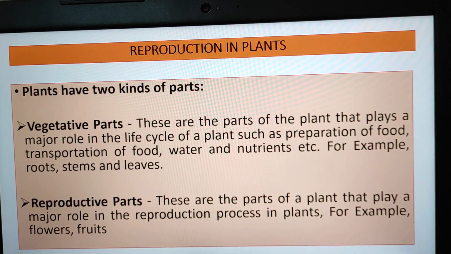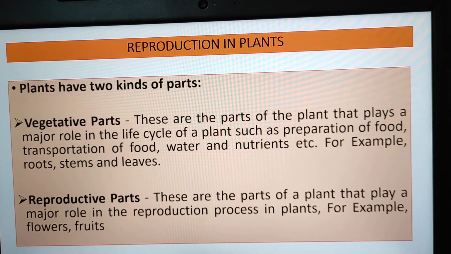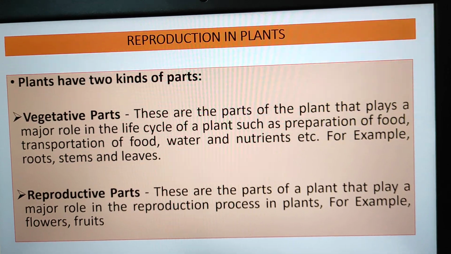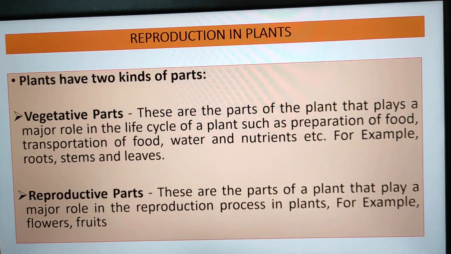Reproductive parts. These are the parts of the plant that play a major role in the reproduction process in plants, for example, flowers and the fruits.